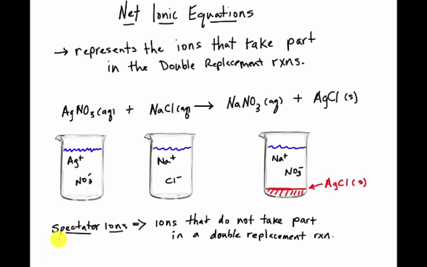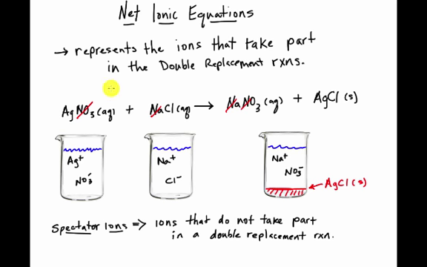So those are referred to as spectator ions. And the word spectator means obviously to watch. Now, these ions aren't really watching anything because they're ions and they don't have any eyes, but the idea is that they are sitting there doing nothing. They do not take part in the reaction. So what we want to do is rewrite this double replacement reaction and get rid of those ions that aren't doing anything. So that nitrate and that sodium aren't doing anything.